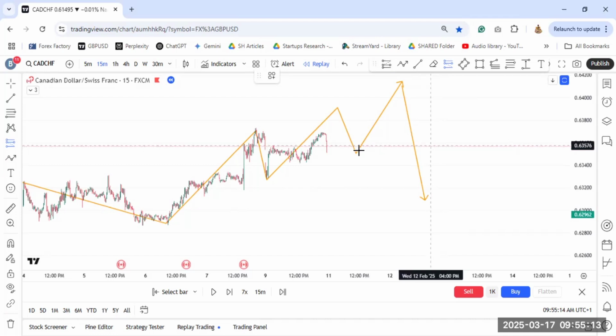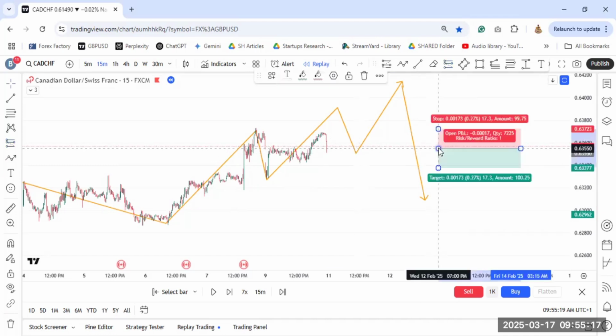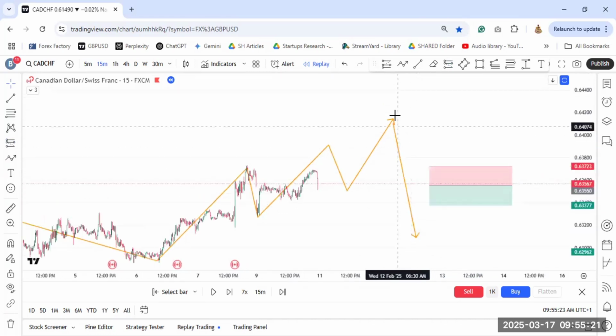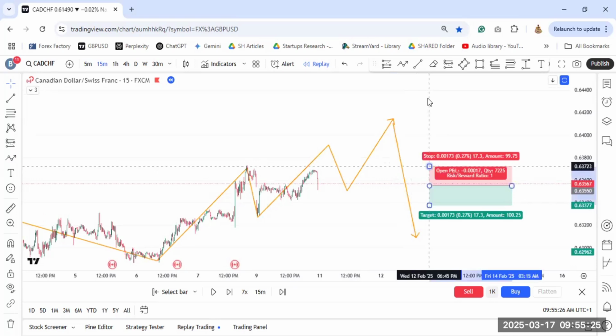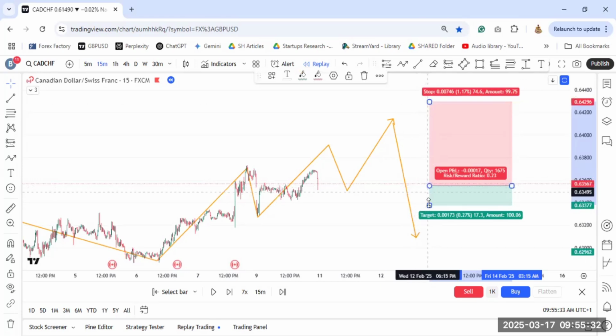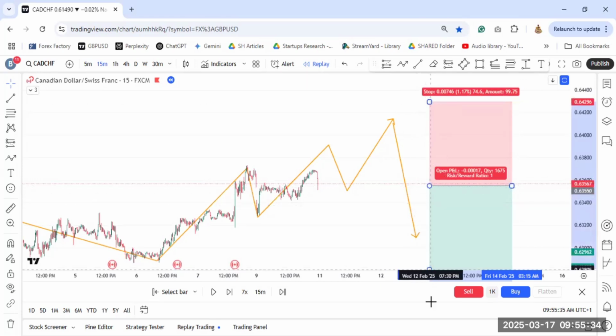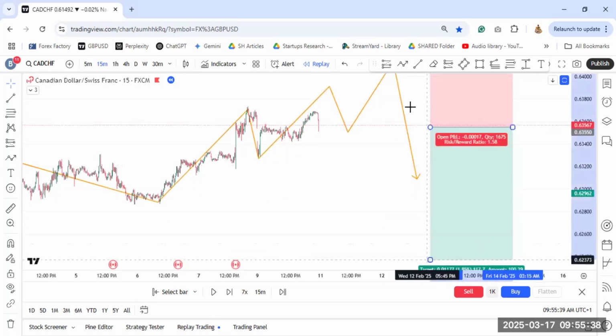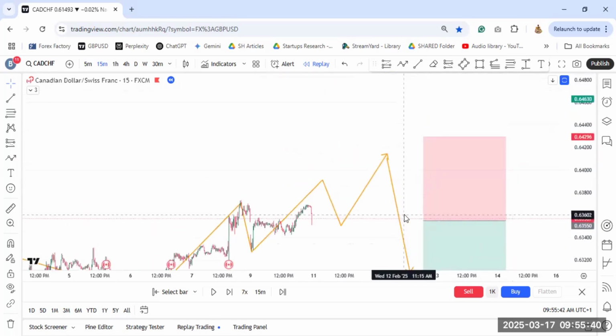You can now wait for it at the point where the change of character occurs, and you will enter for a sell. Now the market is not expected to go above this point again, so that will be your point of stop loss. You are going to put your stop loss just above that point, and you take your entry here and you aim for 1 to 2, till you have something that is more than 1. Okay, that is how you trade these things.